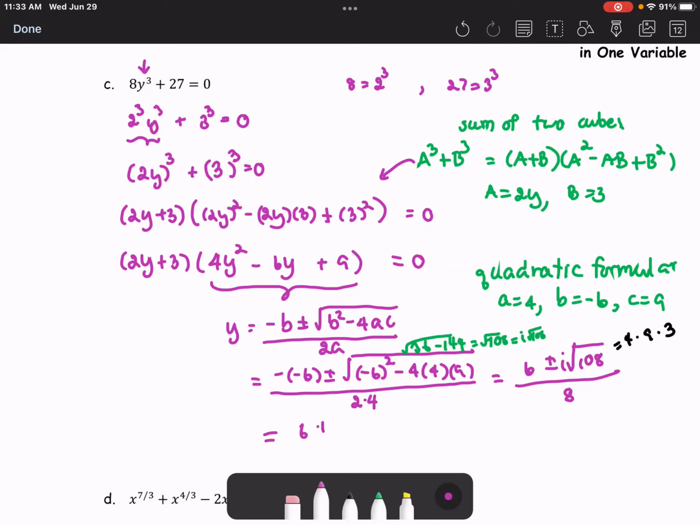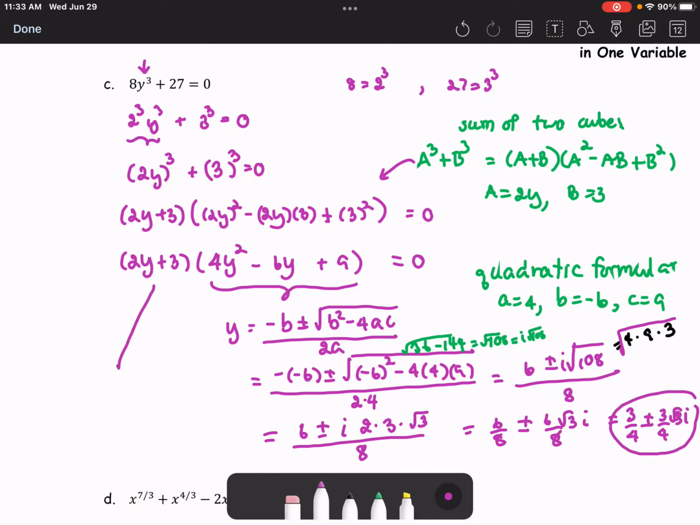So that means this becomes 6 plus minus i times the square root of 4, the square root of 9, that becomes 2 times 3, and then leave the radical 3 in there, all divided by 8, or write it out as 6 over 8 plus minus 6 over 8 square root 3 times i. 6 over 8 is 3 over 4. So simplify one more time to get the conjugate complex solutions.